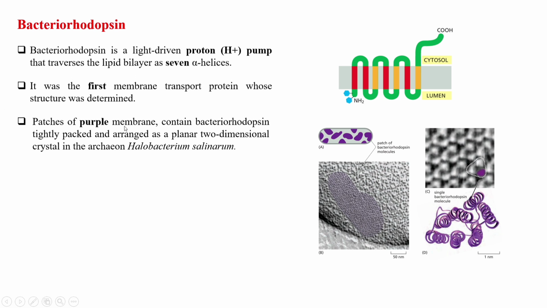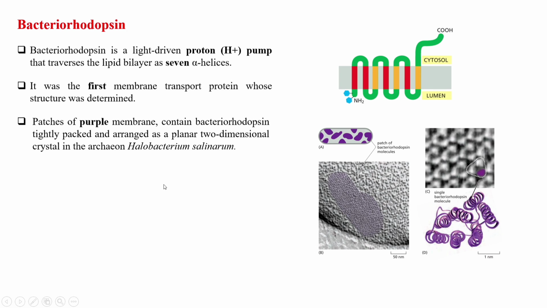Now, patches of purple membrane contain bacteriorhodopsins, and these bacteriorhodopsins are tightly packed and arranged as planar two-dimensional crystals in the archaebacteria called Halobacterium salinarum. Now, halophilic means salt-loving. So this archaebacteria, Halobacterium salinarum, has purple patches, and these patches are actually made up of bacteriorhodopsins that are tightly packed and arranged as a planar two-dimensional crystal.